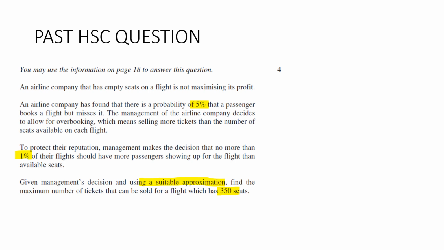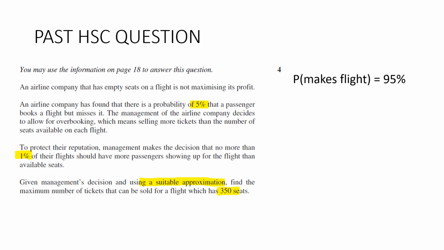An airline company that has empty seats on a flight is not maximizing its profit. An airline company has found that there is a probability of 5% that a passenger books a flight but misses it. The management of the airline company decides to allow for overbooking, which means selling more tickets than the number of seats available on each flight. To protect their reputation, management makes the decision that no more than 1% of their flights should have more passengers showing up for the flight than available seats. Given the management's decision, and using a suitable approximation, find the maximum number of tickets that can be sold for a flight which has 350 seats.